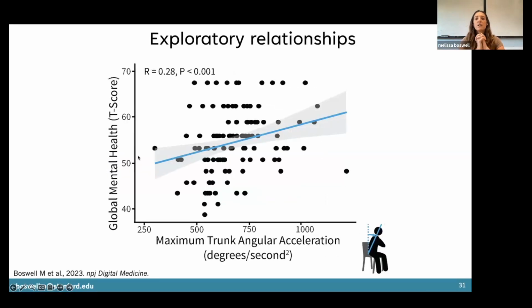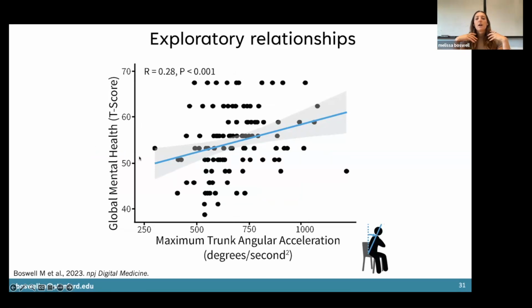In individuals 50 years of age and older, greater trunk acceleration was associated with higher mental health. And these findings are also hypothesis generating, but it is exciting to see that there may be relationships between mental health and the way that we move. And perhaps movement can complement biological markers in understanding and predicting mood disorders and cognitive performance.